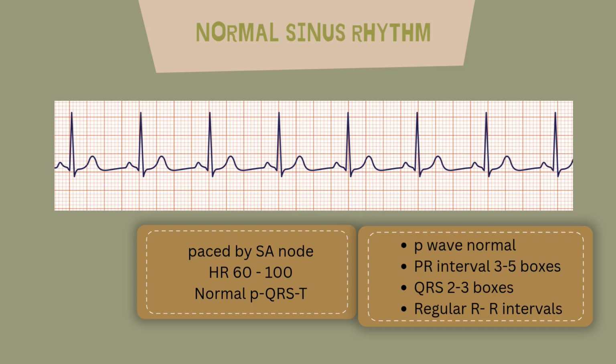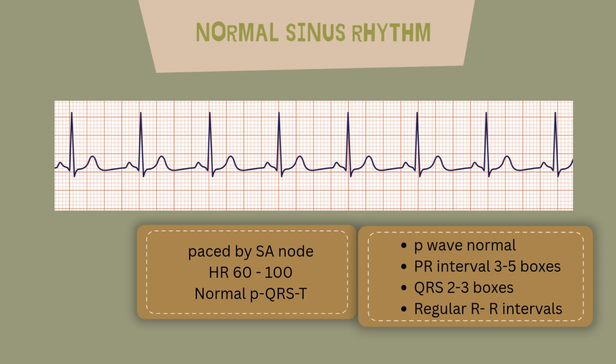Let's start with normal sinus rhythm. This is the beautiful gold standard. Here, the SA node is pacing the heart. Everything is in order. We have a little mushroomy cap, beautiful P wave before every beautiful, perfectly spaced 2 to 3 boxes QRS. The PR interval is in that sweet spot, 0.12 to 0.2 second window, and the rhythm is steady. Those R to R intervals march out like soldiers.